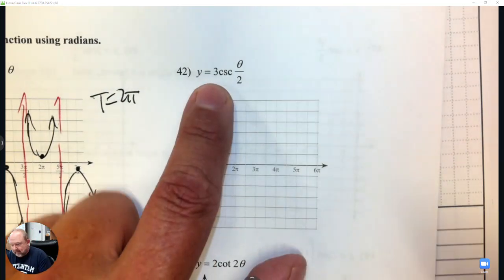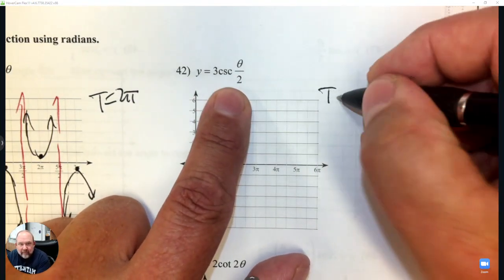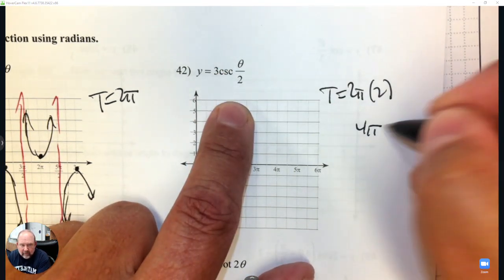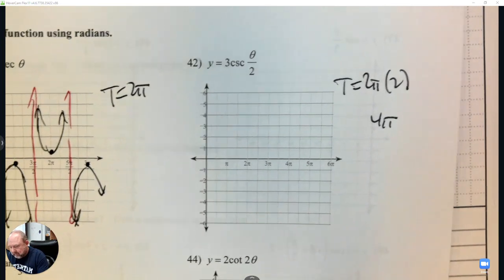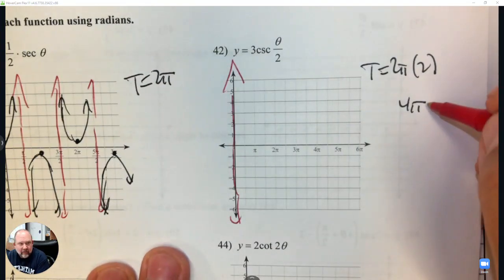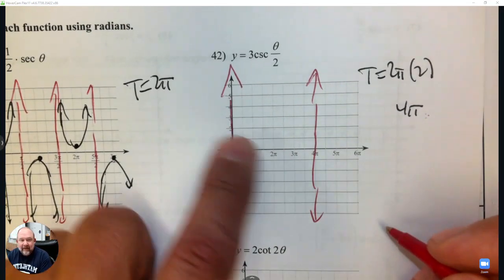All right, cosecant. The 3 tells me the vertices. And then the period is going to be 2 pi times 2. So you do the inverse of what you see. So that's 4 pi. We're going to start with an asymptote, because cosecant starts with an asymptote. And then at 4 pi, we're also going to have an asymptote. So that's the beginning and the end of the pattern.